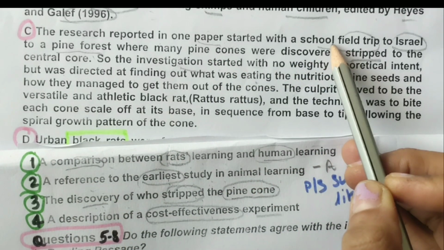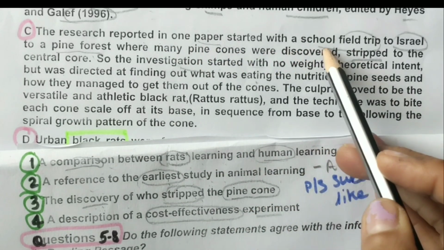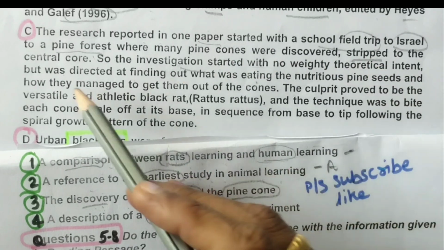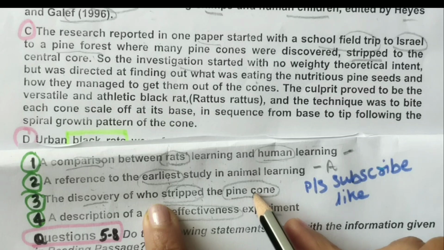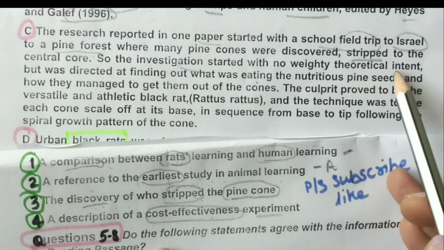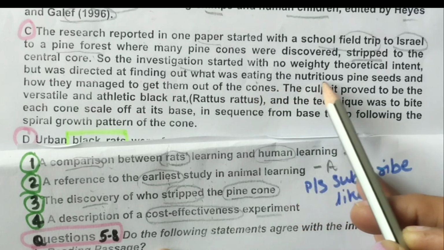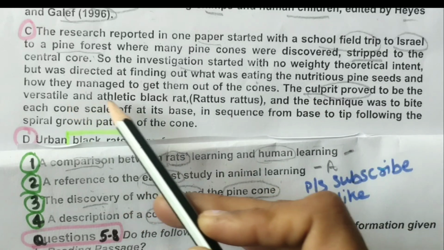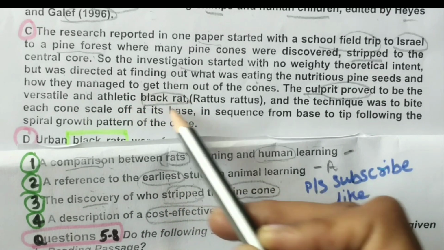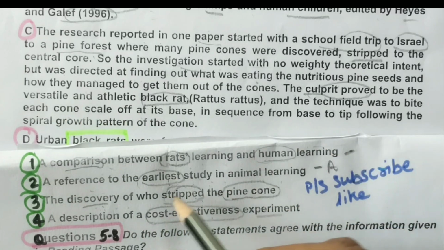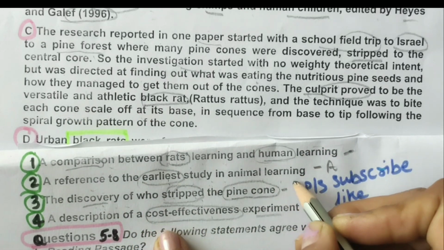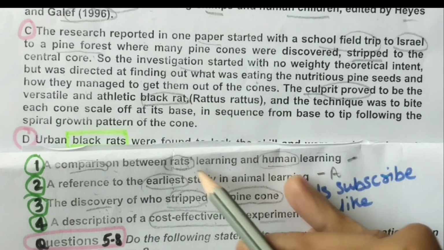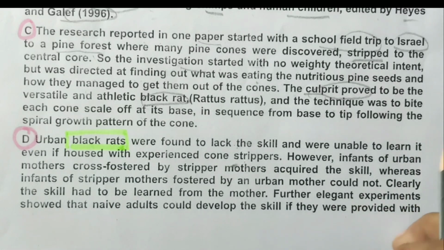Let's read it again. The research reported in one paper started with a school field trip to Israel to a pine forest where many pine cones were discovered stripped to the central core. Who stripped the pine cone? So the investigation started with no weighty theoretical intent but was directed at finding out what was eating the nutritious pine seeds and how they managed to get them. The culprit proved to be a versatile and athletic black rat, and the technique was to bite each cone. It means discovery of who stripped the pine cone. So here we will write C. Okay, C will come. Now we have left the comparison between rats and humans and the cost-effective experiment. Now D paragraph.